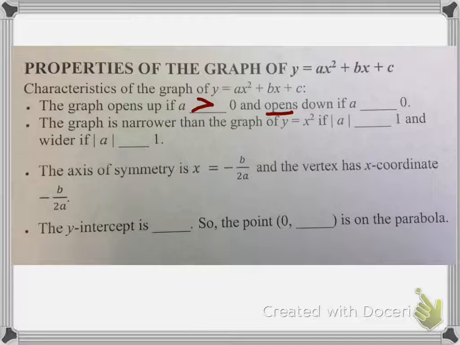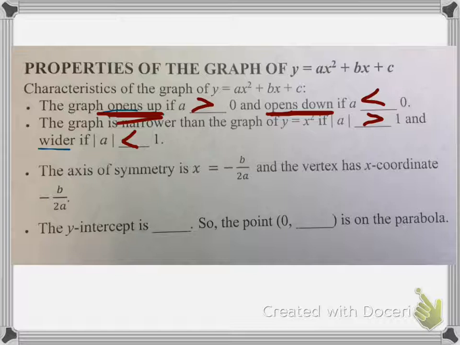Now, these are characteristics of the equation. The graph is going to open up when your a is greater than 0. So if the a is positive, it opens up. But if the a is negative, it's going to open down. So anytime a is less than 0, it's going to open down. The second bullet, we're not really going to talk too much about it in this lesson, but you have seen it before. Your graph is going to get narrow when the a is greater than 1, and it's going to get wider when it's less than 1.